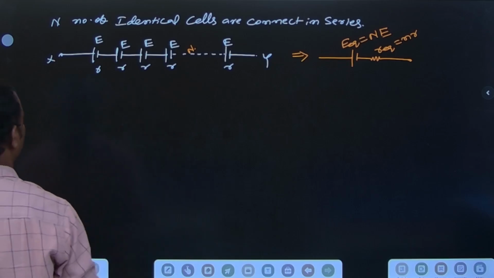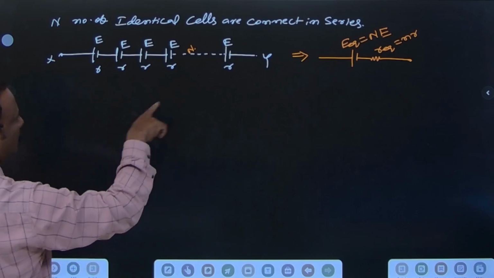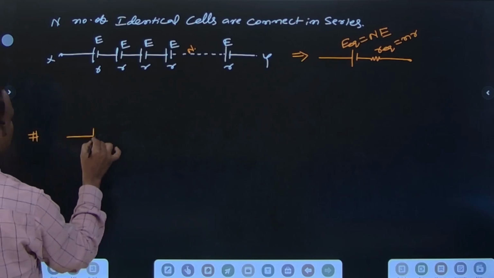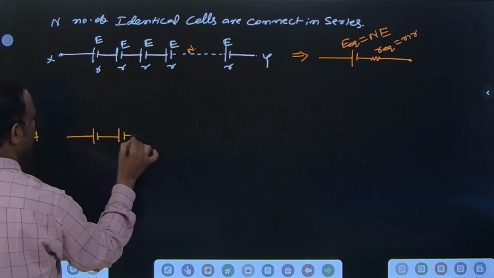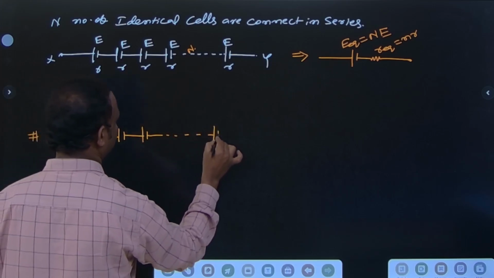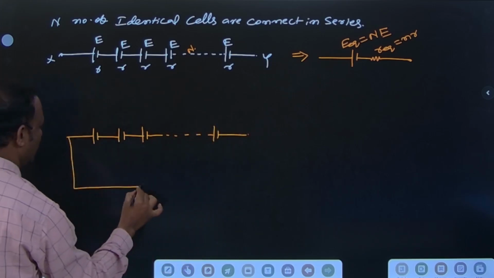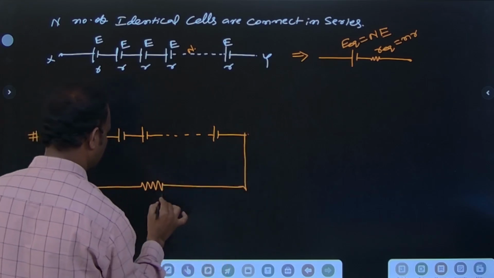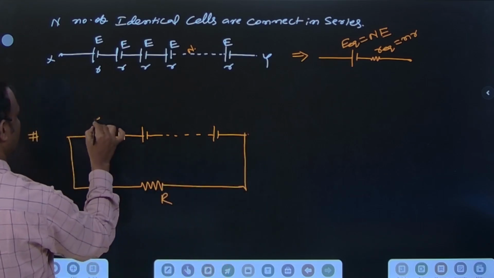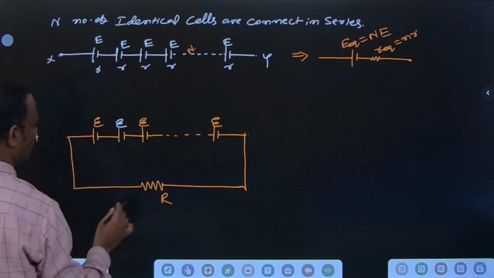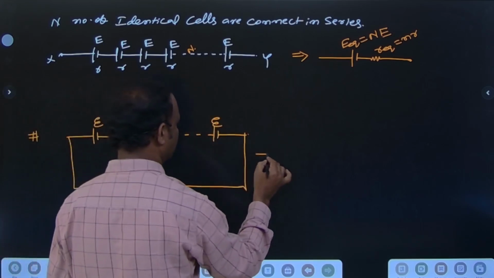If the same situation is connected to an external resistor R, okay, external resistor. So here is the branch. Set up like it is connected to an external resistor R. This is the external resistance. Its EMF is E, and everything is E only. Okay, so it would be treated like this.